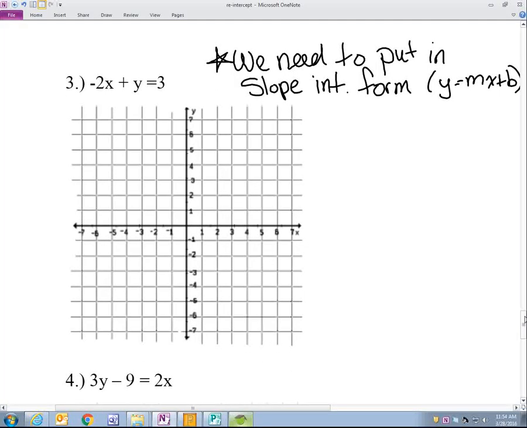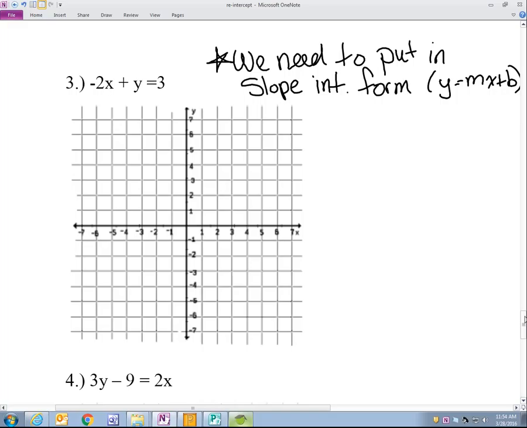Now with this one here for number 3, it's not in slope-intercept form, so that's the first step that we have to take. First, we have to put it into slope-intercept form. So go ahead and write that down with the star next to it. So when you go home tonight and you work on your homework, you're like, I don't know how to do this. You can look at the star. We need to put it into slope-intercept form, which means that we just have to solve for y.